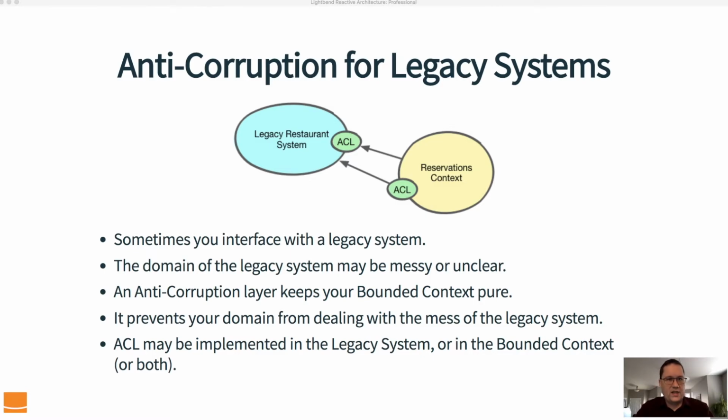Now, on the flip side, in your legacy service, what you may want to do is, because of the complexity of it, you may want to expose an API that is just for the reservations context, which then has a bit more of a pure representation. It's not totally pure, but it's a bit more cleaned up from what your messy legacy system would typically be exposing. So you might expose that in the legacy system in order to help. But even when you do that, I would still recommend having the anti-corruption layer on the reservations context side as well.